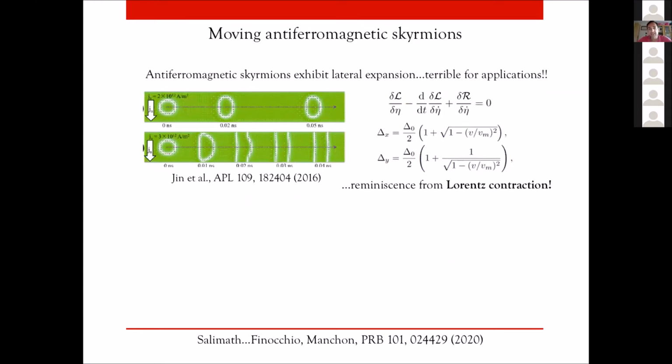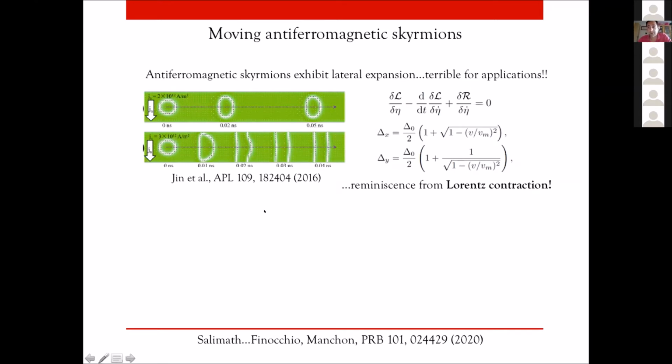And what we realized, and this is nice work by Gina and co-workers, is that if you have an antiferromagnetic skyrmion and you try to push it with spin Hall torque or just non-adiabatic torque, the skyrmion will start to exhibit a lateral expansion. You can do some analytical calculation and demonstrate that the lateral expansion is connected to the longitudinal expansion of the skyrmion. And this is really a reminiscence of the Lorentz invariance that is embedded in the antiferromagnetic LLG equation.